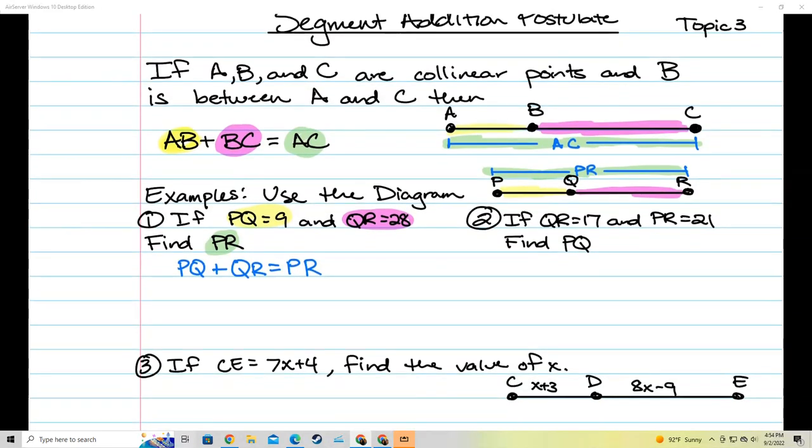Now, what did they tell me about PQ? Well, they told me that PQ was 9. So instead of writing PQ, I'm going to write the number 9, plus. What do I know about QR? Well, they told me that QR was 28. So instead of writing QR, I can replace QR with the number 28. And what do I know about PR? Well, I don't know anything about PR, so I'm going to continue to write PR. So that's the way it would look algebraically. And now I notice I can just take the 9 and the 28, add them up, and I should get 37 is equal to PR.